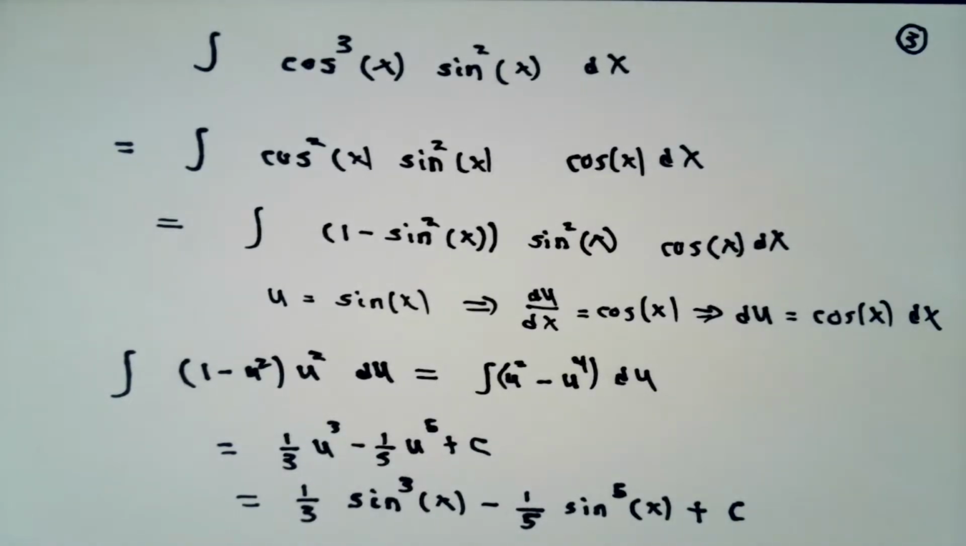I'm going to integrate u squared minus u to the 4th power with respect to u. This is a polynomial. It's easy to integrate. And then you remember that u is equal to sine of x, and then you have obtained your antiderivative.